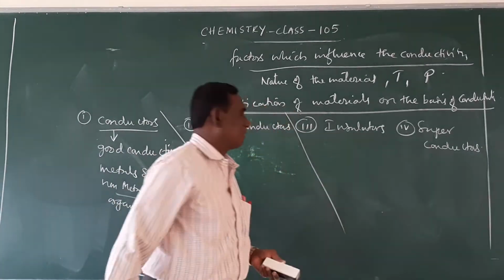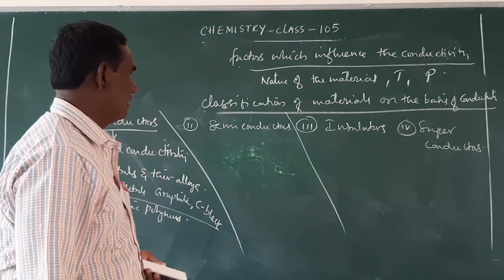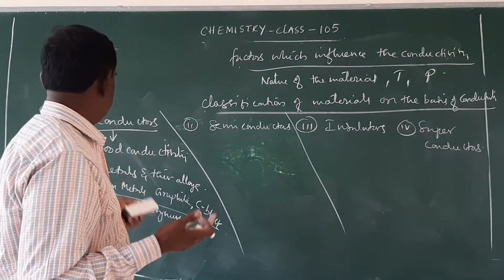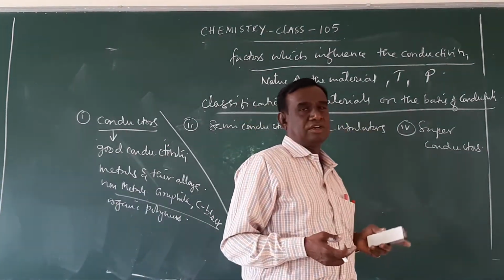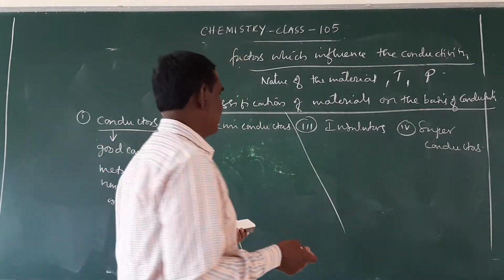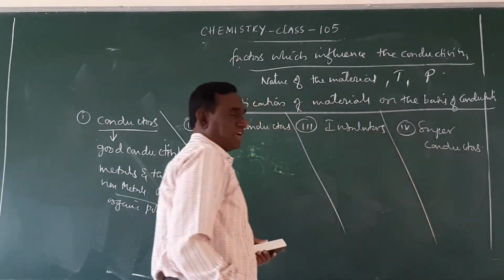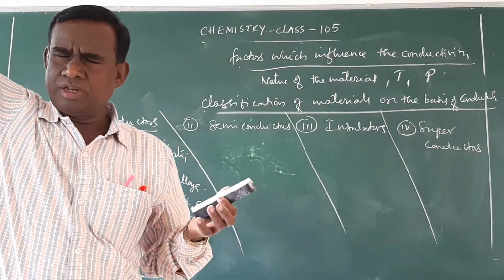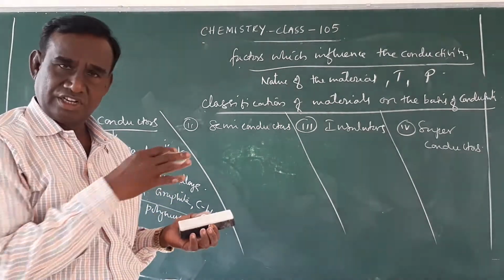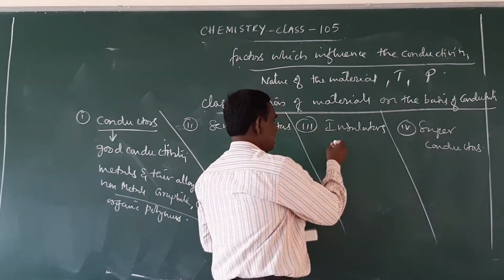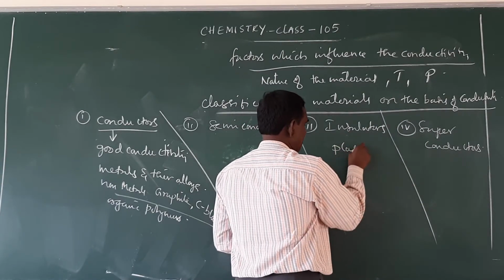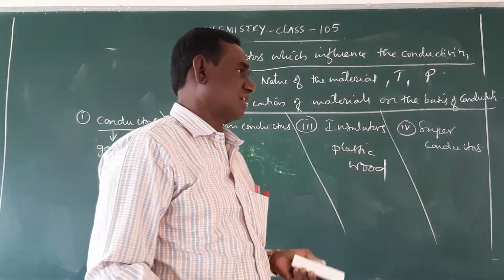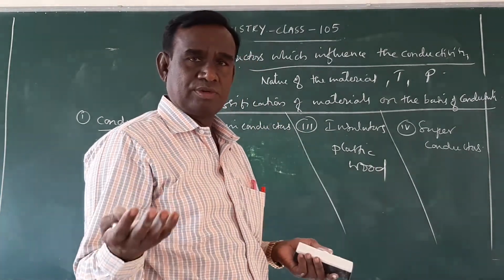So next, coming to the semiconductors. Semiconductors are the substances whose conductivity is in between conductors and insulators. We know that insulators are the bad conductors of electricity. These are the substances which do not exhibit any conductivity, or show very low conductivity. Those are called the insulators, that is plastic, wood. These substances do not exhibit any conductivity.